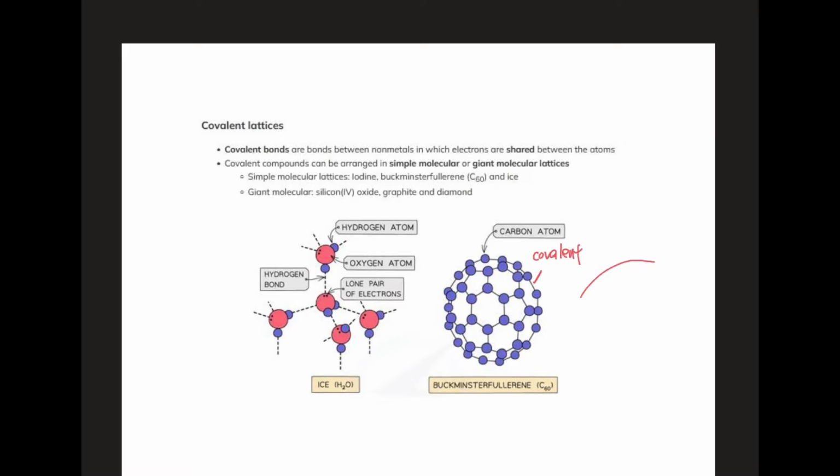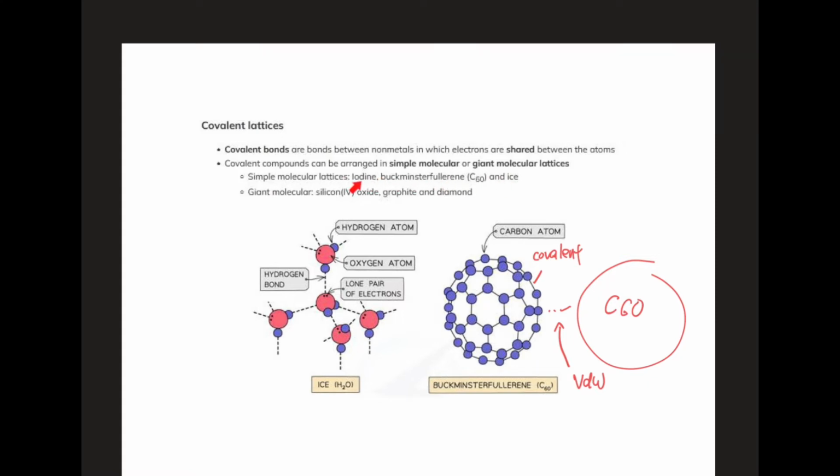So in case you have another C60, this one is the van der Waals. Okay, now let's see here. At this point, simple molecular lattices: we have iodine, Buckminster fullerene, and ice.